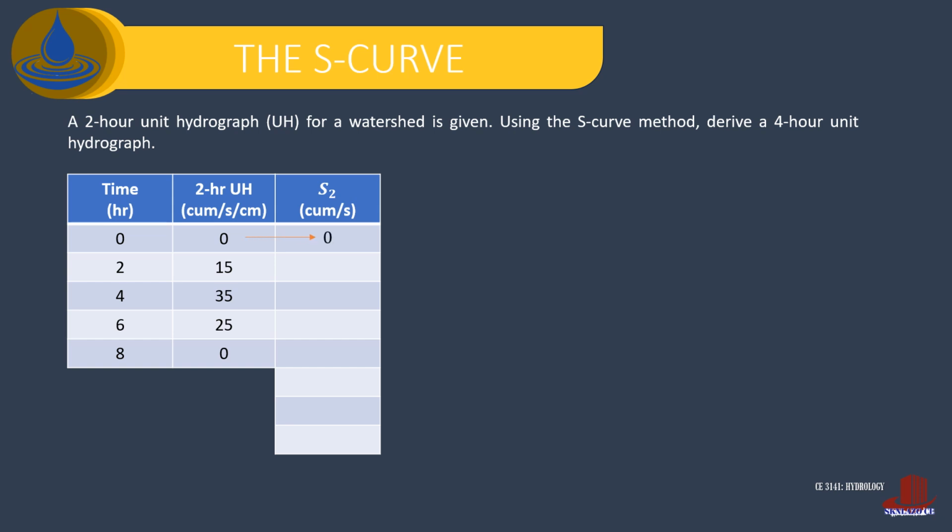Start with 0 from T1, then add U2 to have 15 at T2. Add 35, making 50 at T4. Then add 25 to have 75 at T6. And just the same, add 0 to have 75 at T8. If we continue the accumulation, we are just adding zeros, as there are no coordinates left from the unit hydrograph. We already attained the constant end of the S-curve. We have just completed the S-curve of the 2-hour UH.